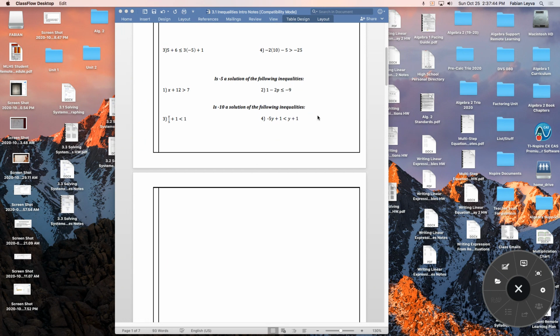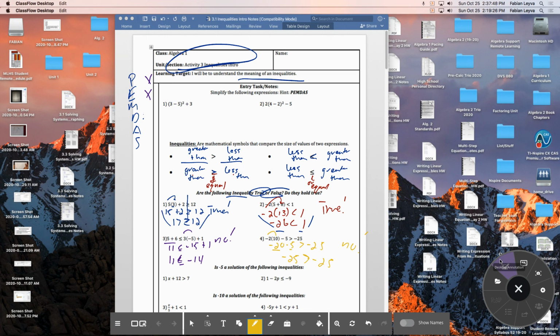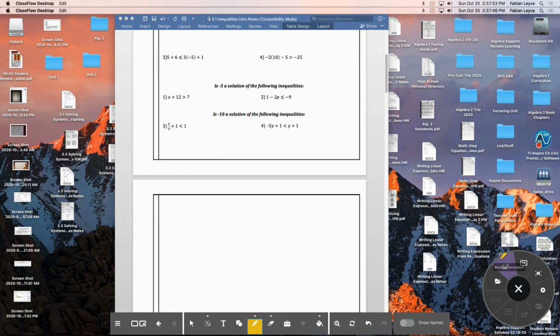Now, sometimes it's true, sometimes it's not. Now we're going to start to check to see with substitution and a little more of that kind of stuff. So we're going to let this load, and then we will go from there.